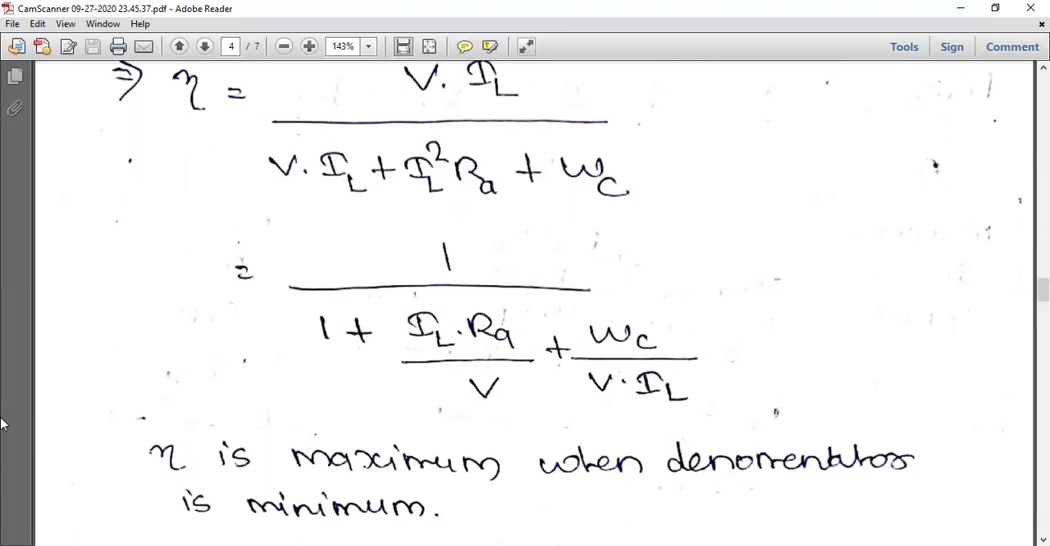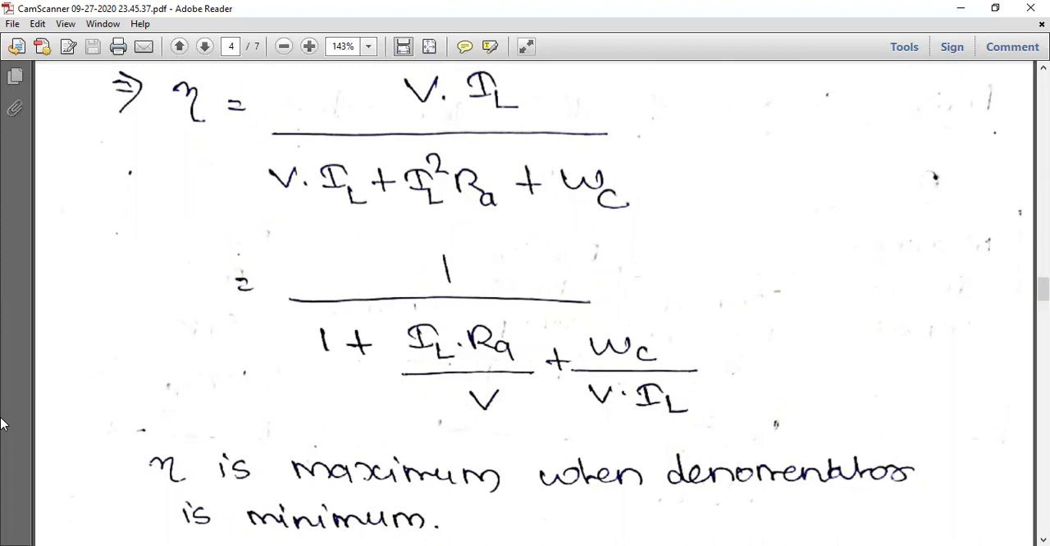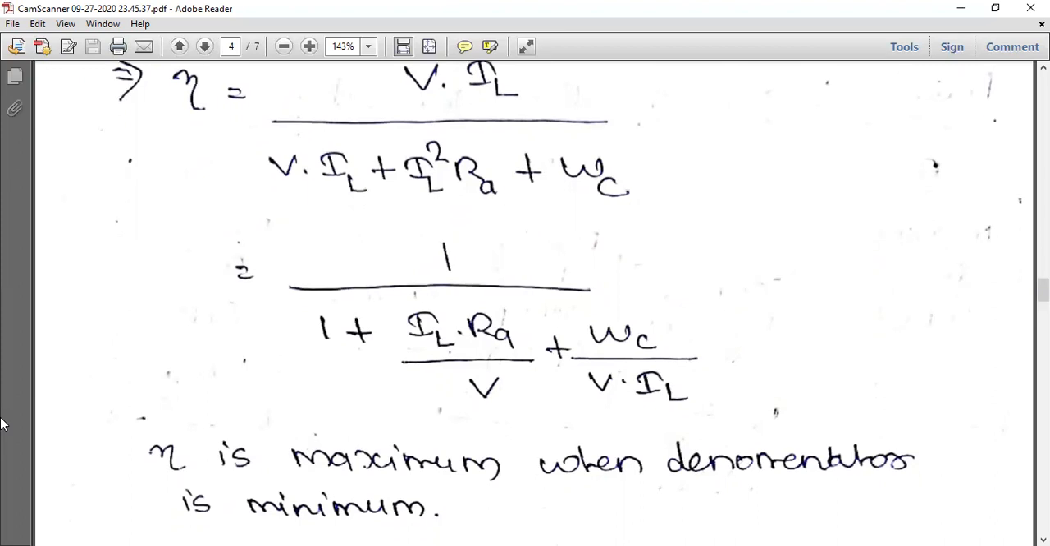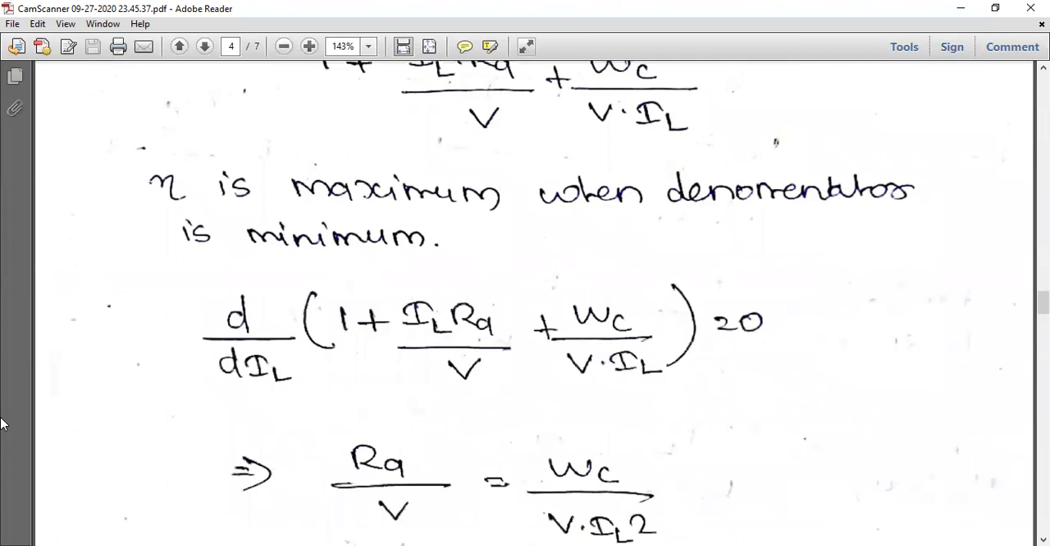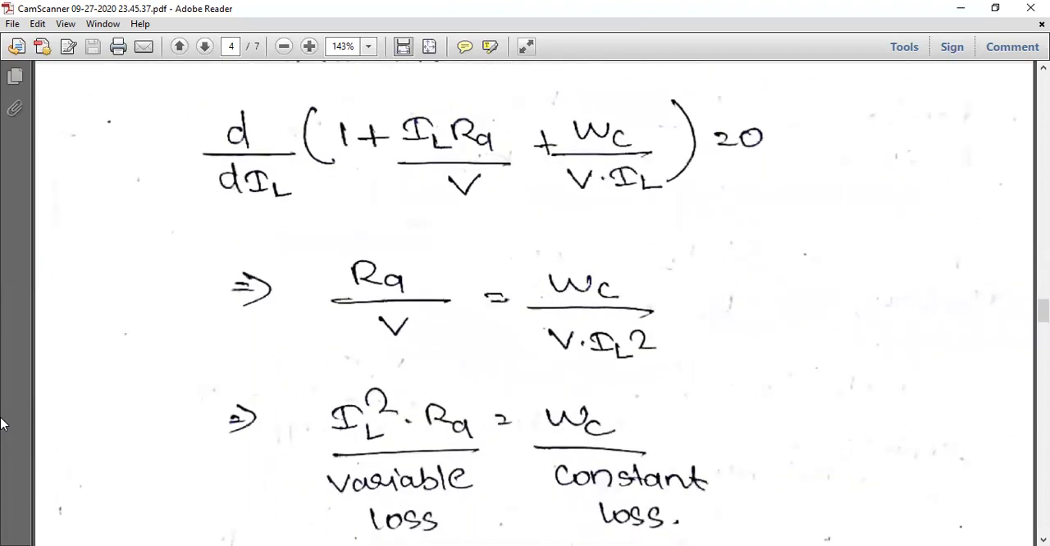So we understood that for efficiency to be maximum, the denominator should be minimum. The more the denominator is minimized, the more maximum efficiency we get. And from mathematics you might have learned that the derivative of a constant is 0. Minimum value means the maxima, minima concept. I think you S5 students might have learned maxima, minima. So using that concept, we can write d by dIL of this denominator is equal to 0. Taking the first derivative, we get RA by V is equal to WC by V IL square.